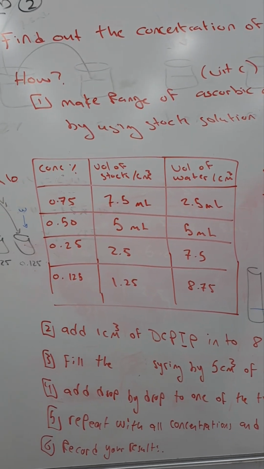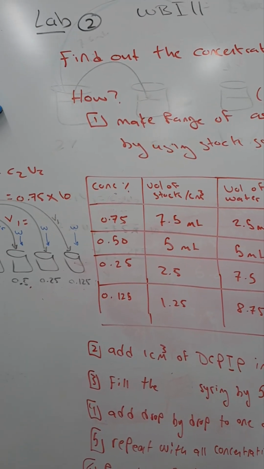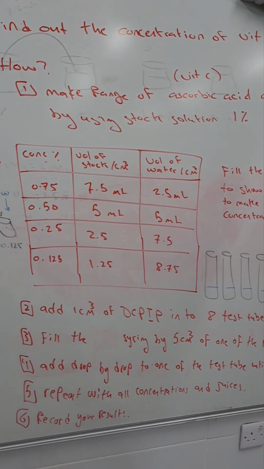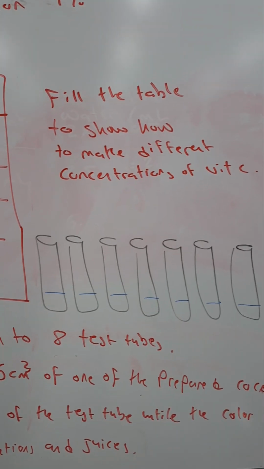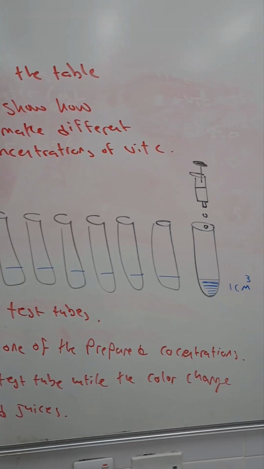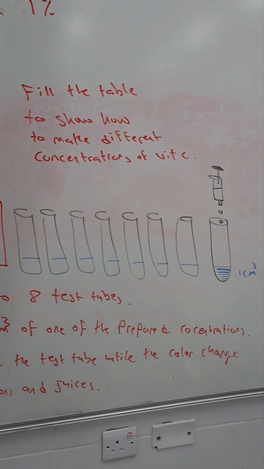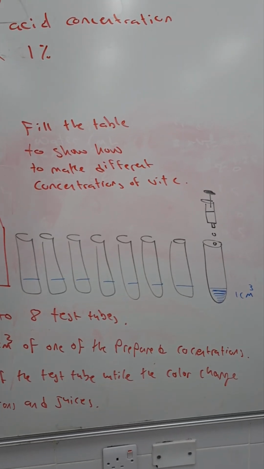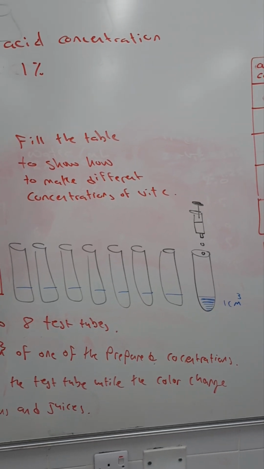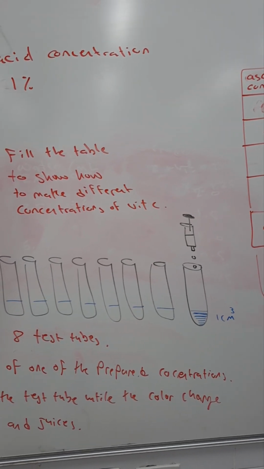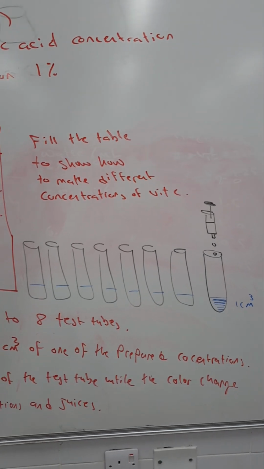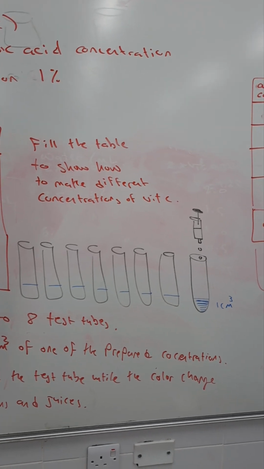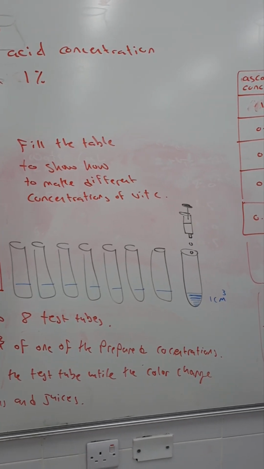After you make the different concentrations of ascorbic acid, you're going to do a titration for a specific volume of DCPIP. If you get 8 test tubes, and you fill those 8 test tubes with a specific volume and concentration of DCPIP, you can titrate them, or add the different concentrations of vitamin C at the top of them, and after that you measure the volume needed of every concentration to change the color from blue to colorless. Then you can repeat the same thing for the 3 different juices.